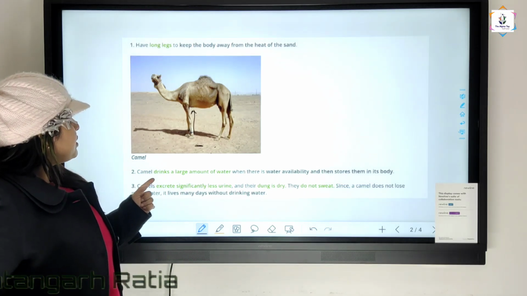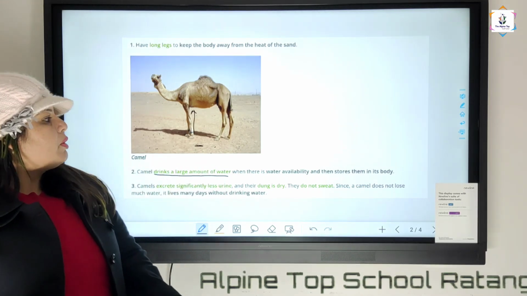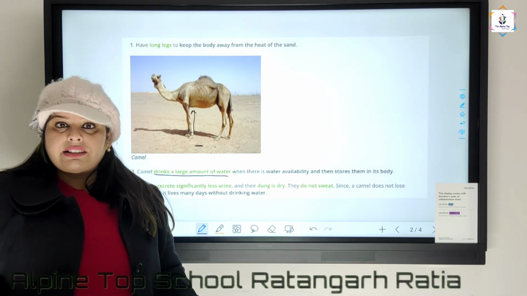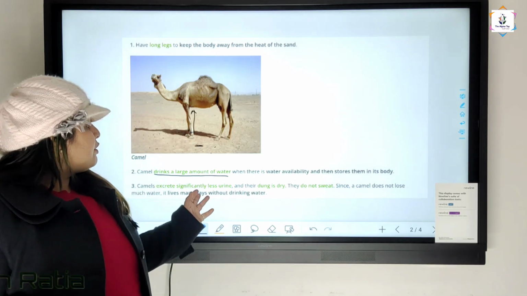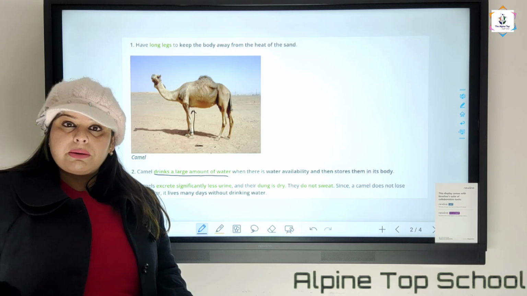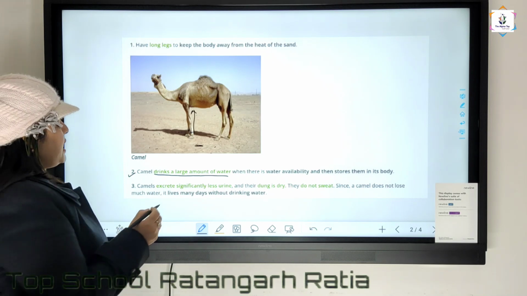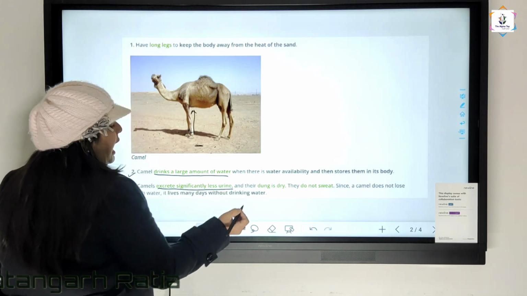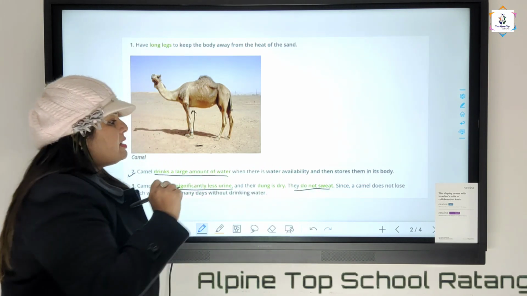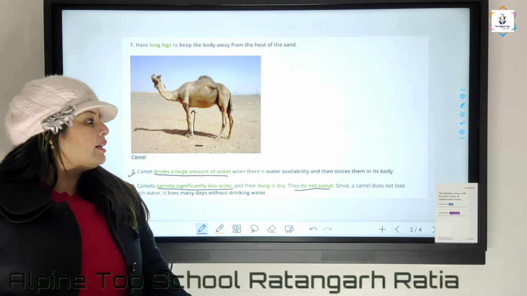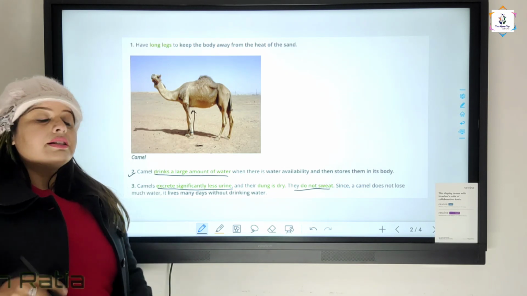The second one is, the camel drinks a large amount of water. A camel can drink a large amount of water at a time, up to 40 liters at a time. Because there is a scarcity of water in the desert area, it can store that 40 liters of water in its bloodstream. That is the second adaptation of the camel. The third one is, the camel excretes significantly less urine and its tongue is dry. They do not sweat also. So that means it is not losing much water through urine and through sweat. That is why in that case also it has adapted itself to the desert area.